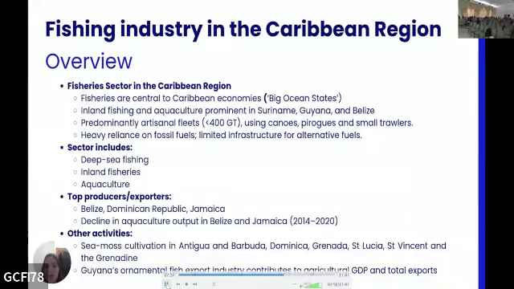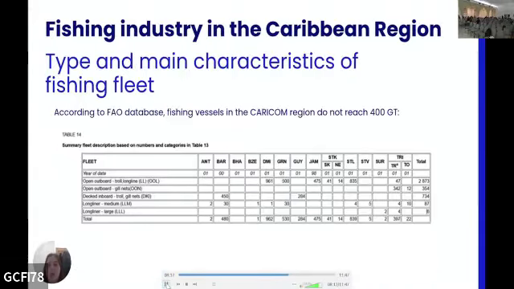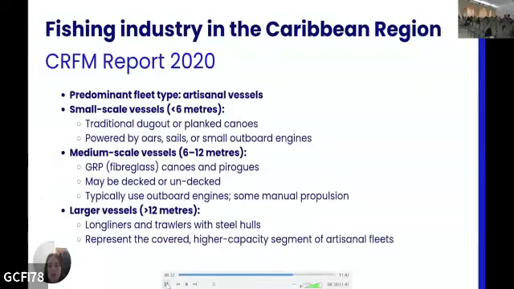Most fleets are artisanal, which means they are small vessels and they are below 400 gross tonnage. And these vessels rely heavily on fossil fuels with very limited access to infrastructure for cleaner energy alternatives. According to both FAO data and CRFM reports, most Caribbean fishing vessels fall into 3 different groups. So small-scale vessels, medium-scale vessels, and a few larger artisanal vessels. The important thing is that the regional fleet composition means that almost no vessel currently falls within the IMO or the European Union decarbonization thresholds.